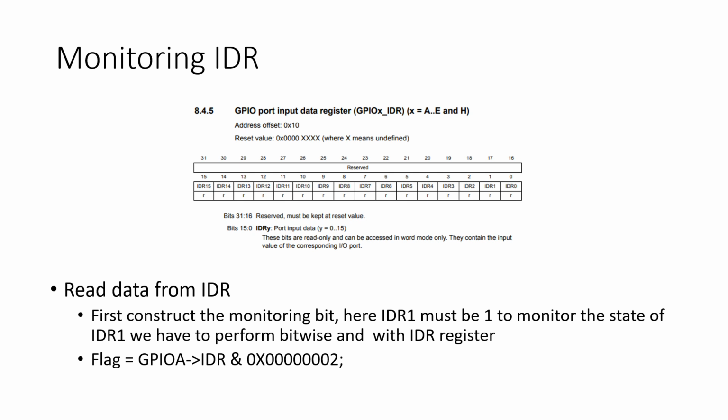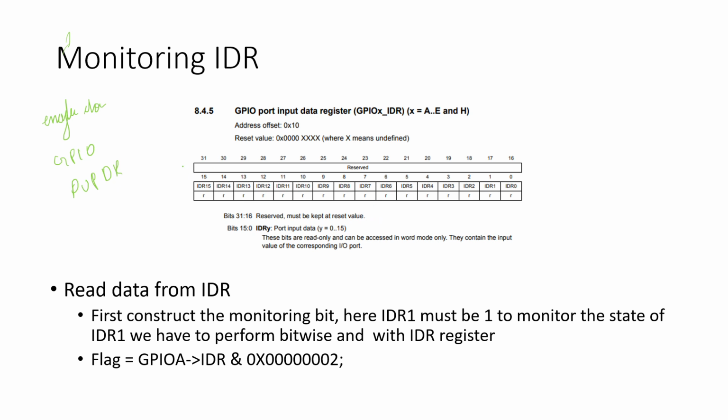Once you are done with it, the next part is monitoring IDR. In the steps I mentioned, we have to enable the clock, which we have done already, and after that we reset the GPIOs and programmed them to the desired values, and then we also use pull up pull down resistors for a particular pin as an input. The next and interesting part is reading data from IDR.